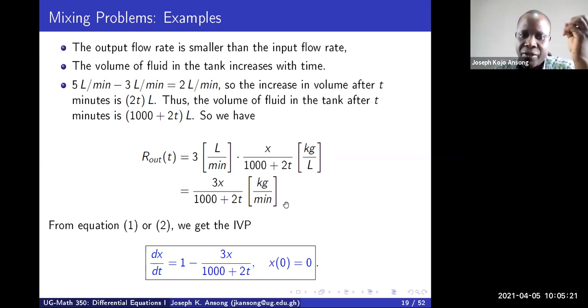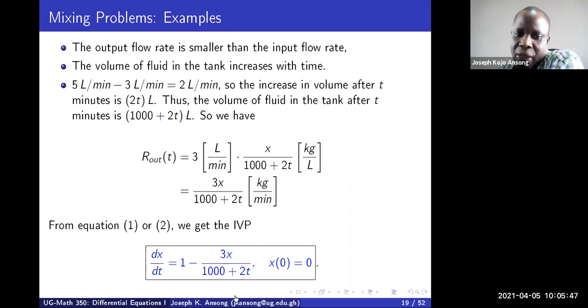So I know R out. I know R in from the previous example, which is just 1. That's easy to find. And now we just determine R out, the amount that is going out, the output rate. And that is this. So dx/dt will be R in minus R out. And the initial condition is the same because we are still starting with fresh water. So x at time 0 is equal to 0.